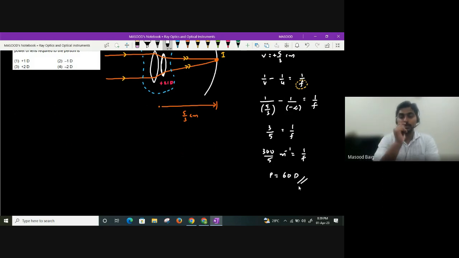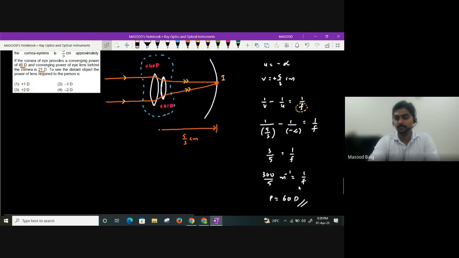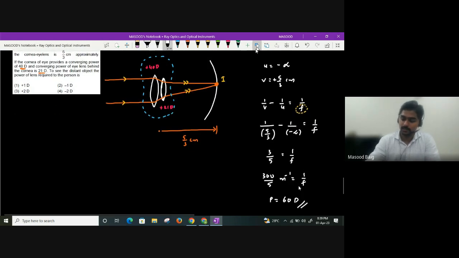So in reality, the normal human eye should have a power of plus 60 diopters such that the image is formed at the retina. Is that clear?